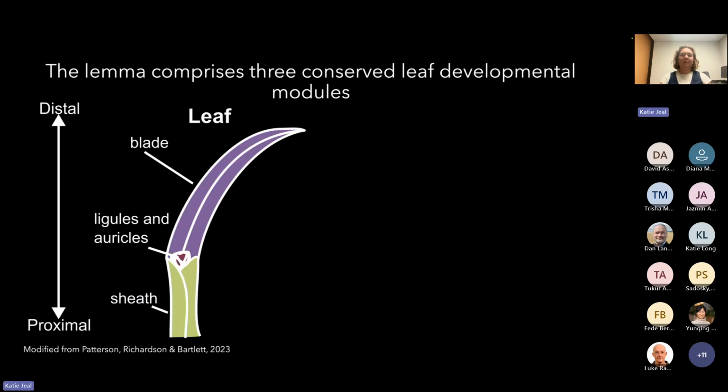From this work, we hypothesized that not only are leaf and lemma homologous to each other, but the three morphological domains of the leaf are homologous to the three domains of the lemma. However, unlike the leaf, which is fixed into a strict developmental sequence along the proximal-distal axis with the sheath, the ligules and auricles, and then the blade, the lemma has been able to somewhat escape these constraints, allowing the awn module to be repositioned or suppressed.